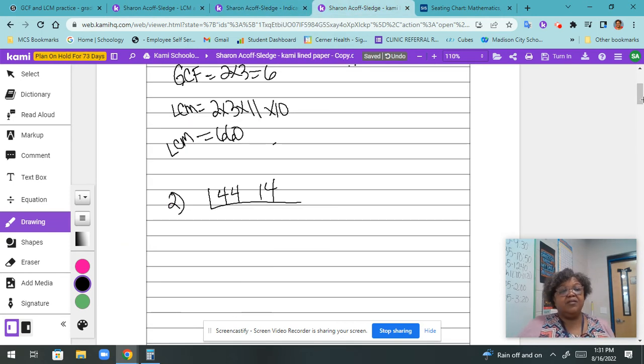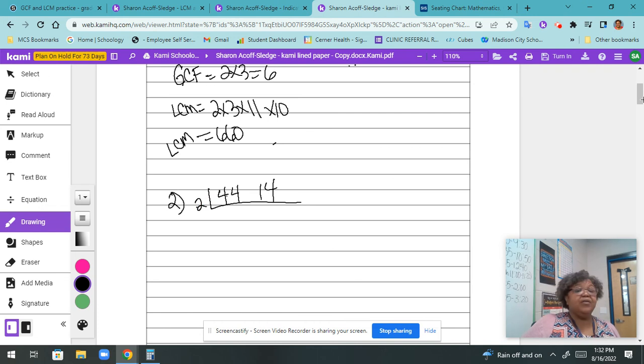So what goes into both of those? Does 4 go into 14? 4 times what is 14? Somebody said 4. 4 goes into 44. But 4 times 2 is 8, 4 times 3 is 12, 4 times 4 is 16. So 14 is not a multiple of 4. What else are you really? 2?